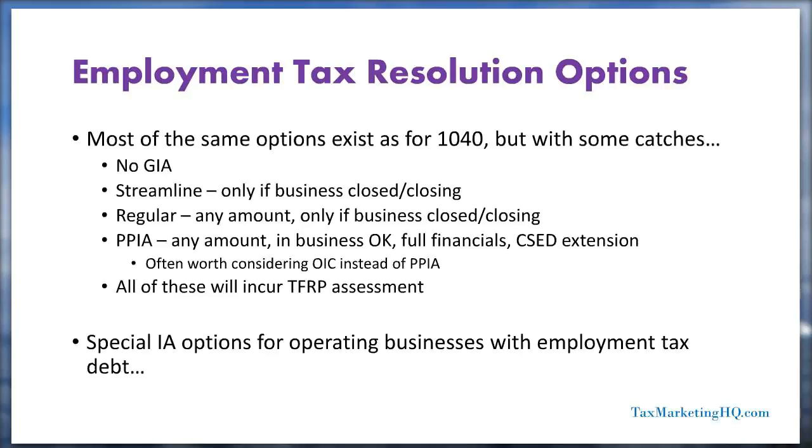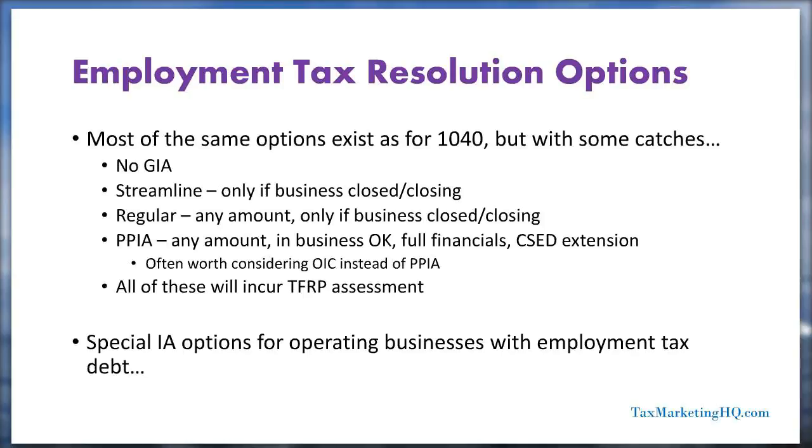Same also with a partial pay installment agreement, PPIA. It can be any amount. The business can be operating and stay operating, but it's going to require full financial disclosure and verification, and the service is typically going to require that the taxpayer sign an acceptance of the extension of the collection statute expiration date in order to be granted the PPIA. In a lot of PPIA situations, it is often worth the taxpayer considering offering a compromise instead of doing the partial pay installment agreement.